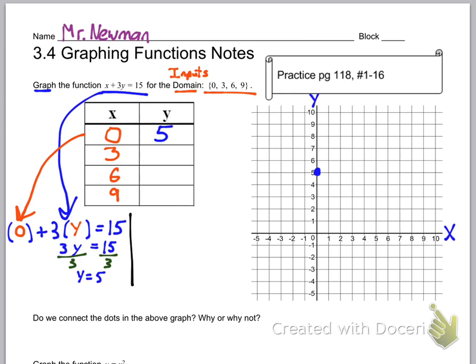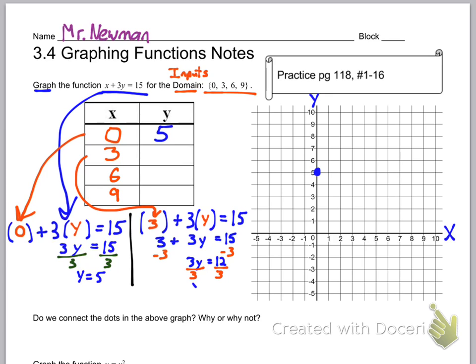All right, let's plug in the next one. So I'm going to leave the blanks there. Let's plug in 3 for x and put y for y because we don't know what it is. Now, as I solve this, we subtract, and then we divide, and we get y equals 4. Notice I'm doing the same thing over and over. In the future it might be nice to solve for y first, leaving y by itself, and then you have a formula where you can just plug in x and get y out. That would be really nice, but I'm not going to do that here. Let's plot that point, 3, 4.